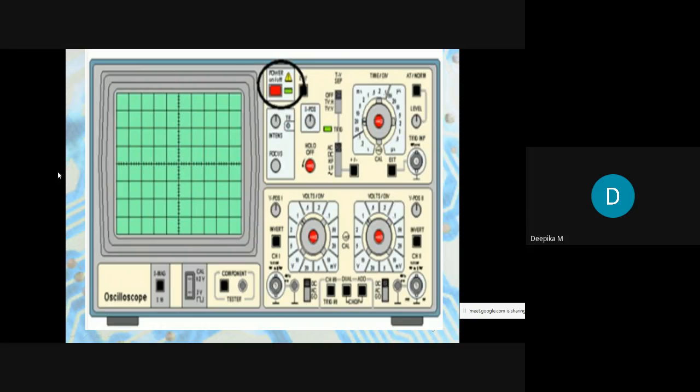And whatever axes you can see here, this is the x-axis, or we call it the time axis. By this we can measure the period or time of the signal, and this adjustment can be done by using this. So you can see here, this is the time per division knob. By using this adjustment, you can have the variation of the x-axis in the signal.